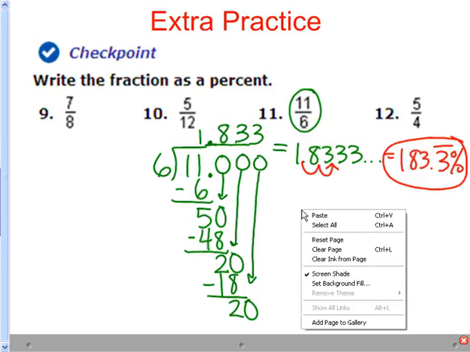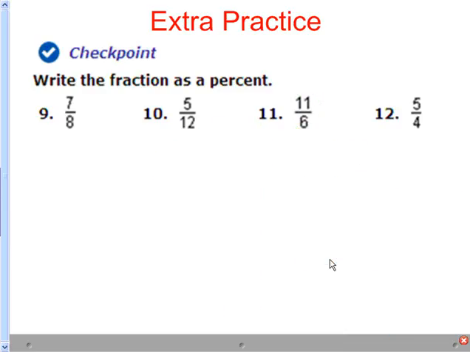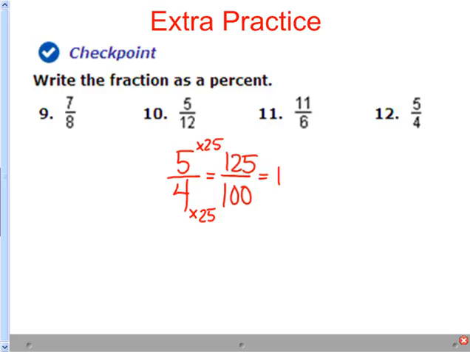One last one to go. I'm looking at 5/4, and I certainly could do a division here. But that denominator of 4, if I'm working with a percent, is always out of 100. So this would be much easier to just put into its percent form this way. 4 times 25 is 100. 5 times 25 is 125. 125 divided by 100, or over 100, is equal to 125%.